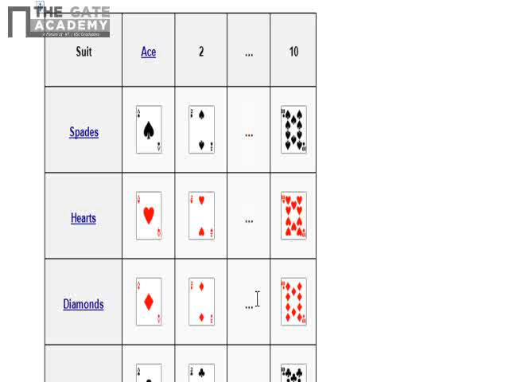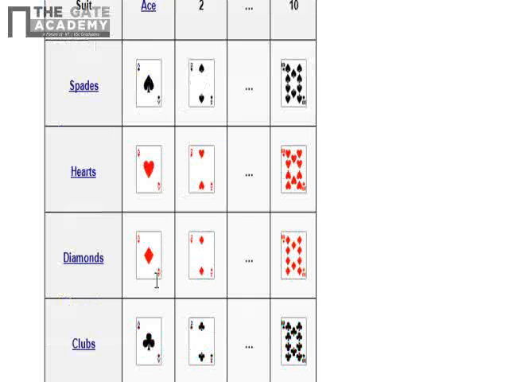Sometimes they ask probability questions based on cards, so I'm just showing you the cards. I know you all know this, just take it as a revision. The A is called ace, then 2 3 4 5 6 7 8 9 10. These symbols are called spade, heart, diamond and club. So there are 13 spade cards, 13 heart, 13 diamond and 13 club.